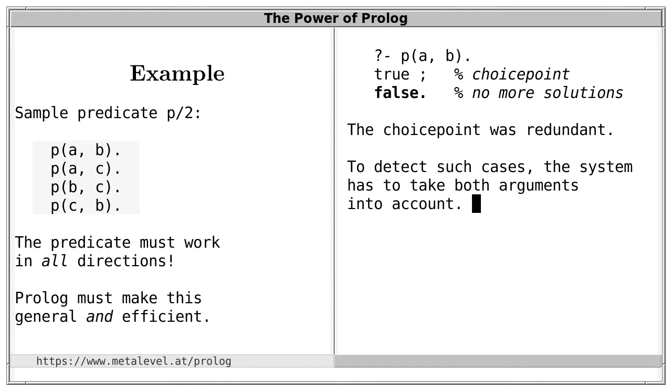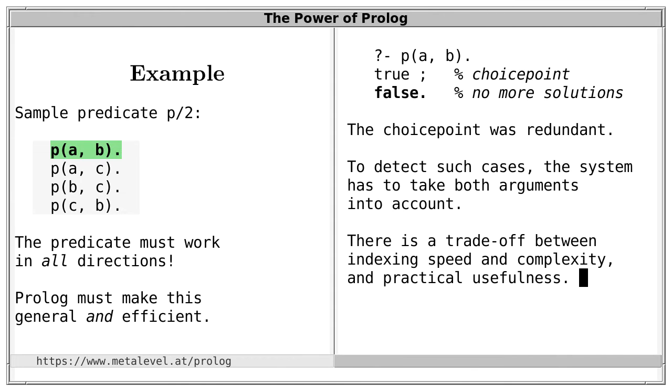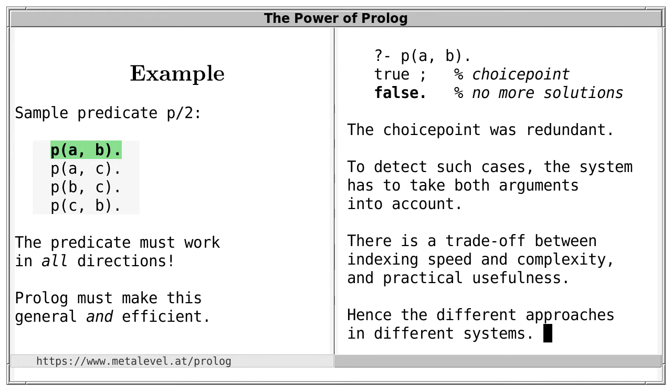And to detect such cases, the system has to take both arguments into account, because clearly in our sample program, only a single clause, namely the first one, applies for this query. So why hasn't the system detected this earlier? Well, the reason is that there is a trade-off between indexing speed and indexing complexity and practical usefulness. And Prolog systems choose different ways to solve this task.